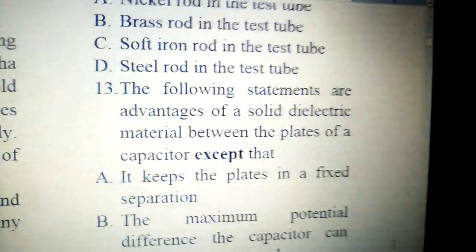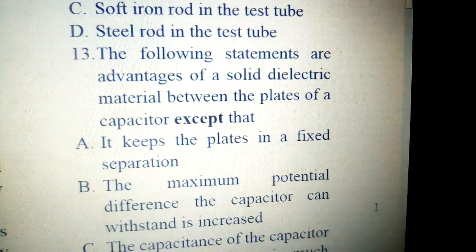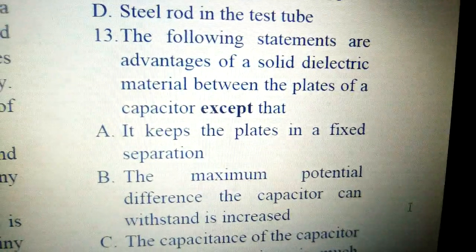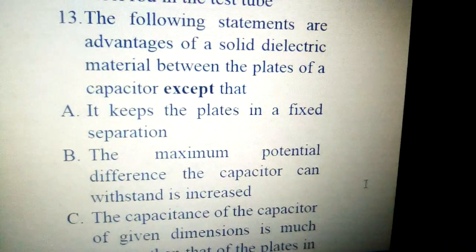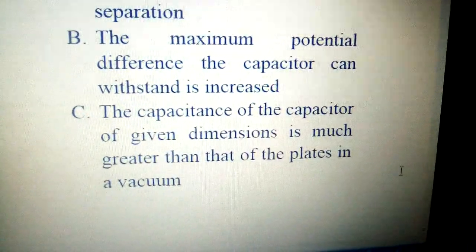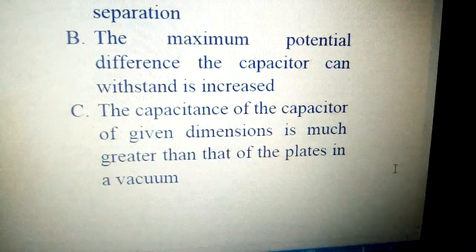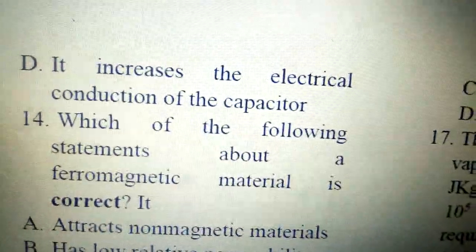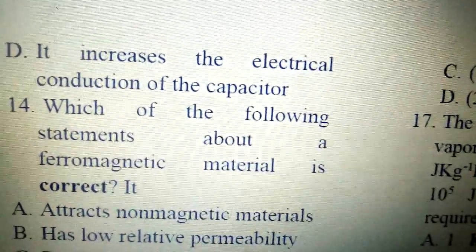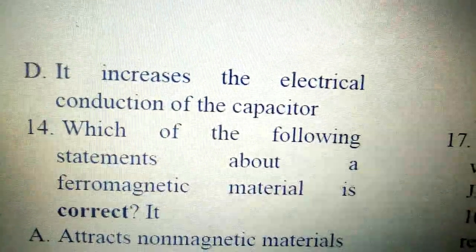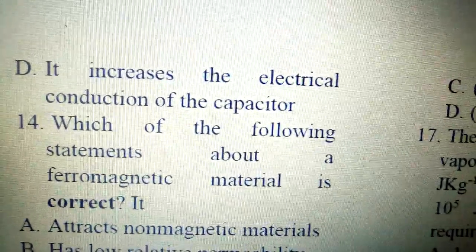Going to number 13. The following statements are advantages of solid dielectric material between the plates of a capacitor, except that: A, it keeps the plates in the field separation. B, the amount of potential difference the capacitor can withstand is increased. C, the capacitance of the capacitor of given dimension is much greater than that of the plates in a vacuum. And D, it increases the electrical conduction of the capacitor. The dielectric material tends to decrease the flow of current through the parallel plates. The answer to question number 13 is D.